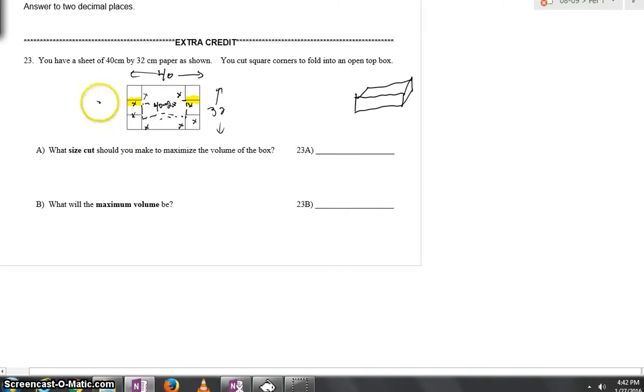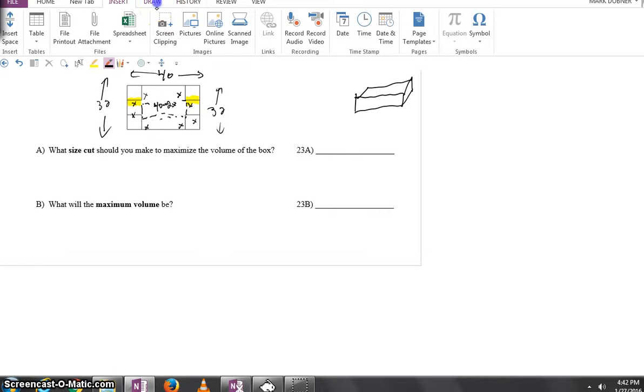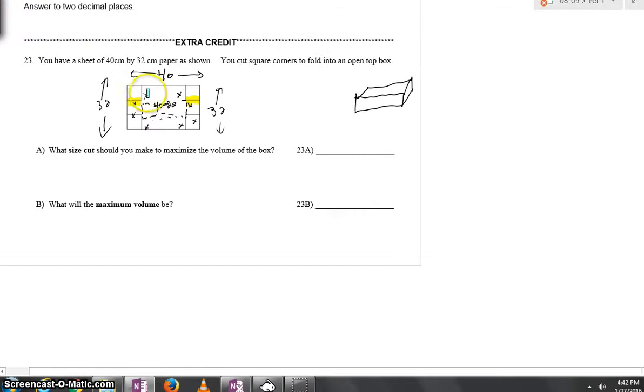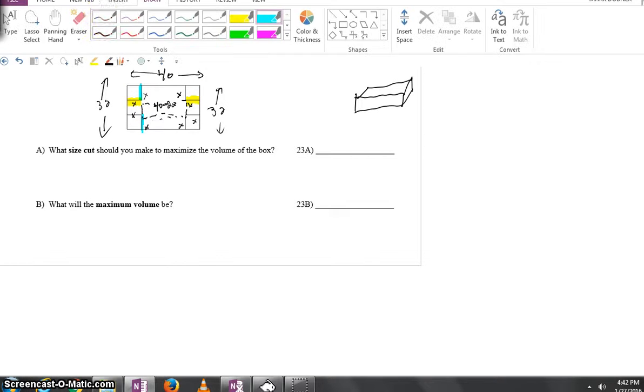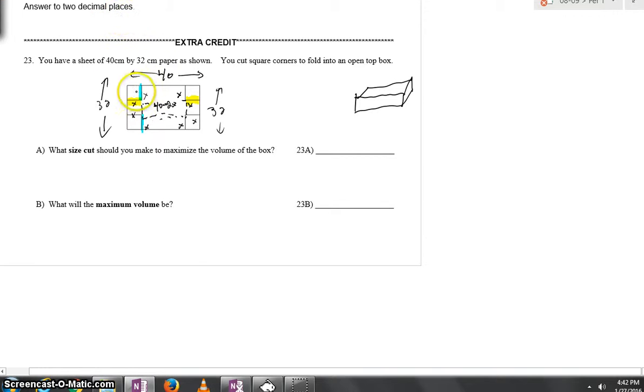Vertically, you can say, well, you've got 32 centimeters going up and down. But again, what's going to happen is you're losing two vertical components that I've highlighted here. So the 32, you're going to lose this x and x. You're going to have 32 minus 2x on this inner portion. So really what you're going to see is this is going to be the floor here.